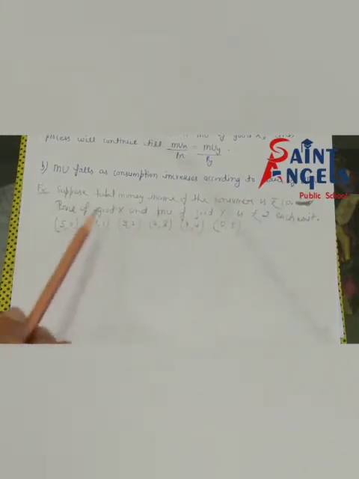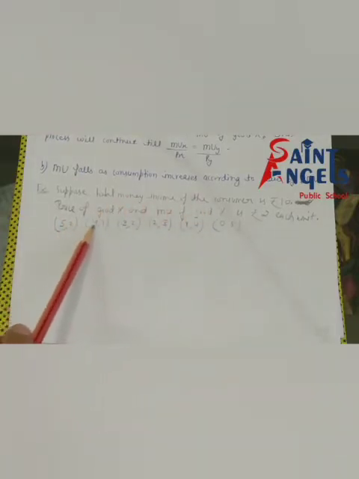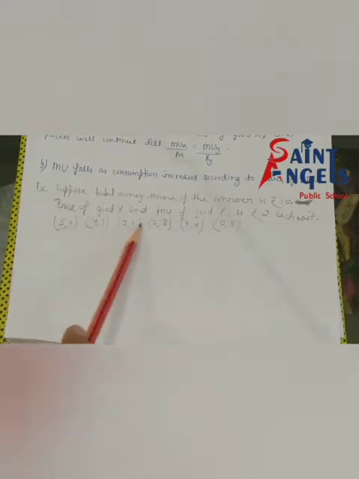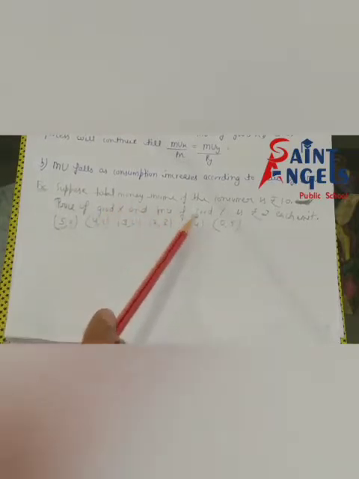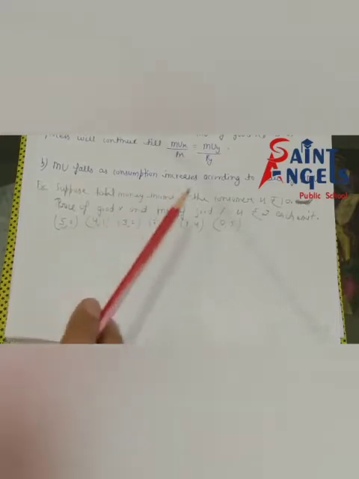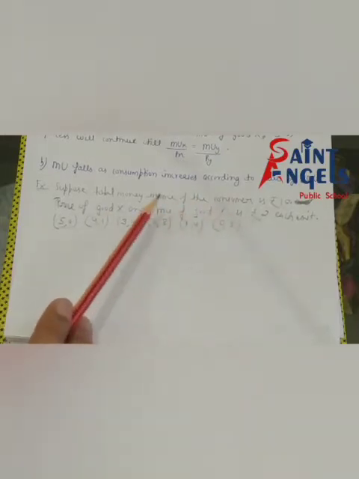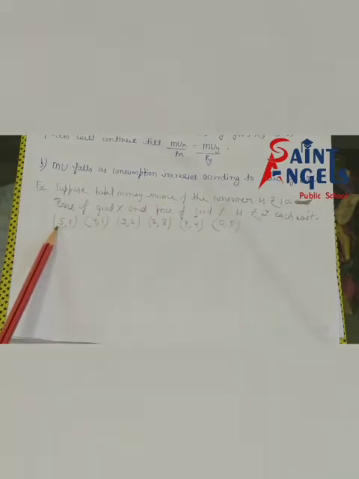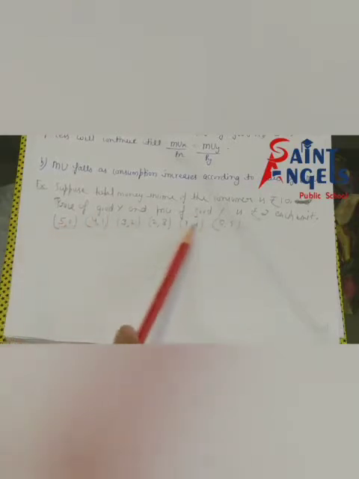There are many combinations. This combination is showing 5 units of good X and 0 units of good Y. This one shows 4 units of good X and 1 unit of good Y. Then 3 units of X and 2 units of Y; 2 units of X and 3 units of Y; 1 unit of X and 4 units of Y; and 0 units of X and 5 units of Y. First of all, you will write these possible combinations.